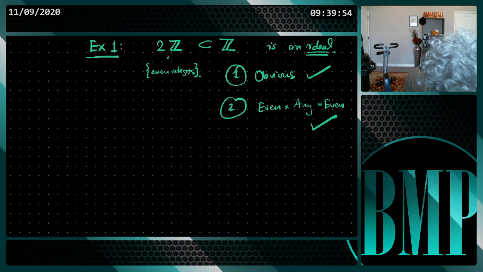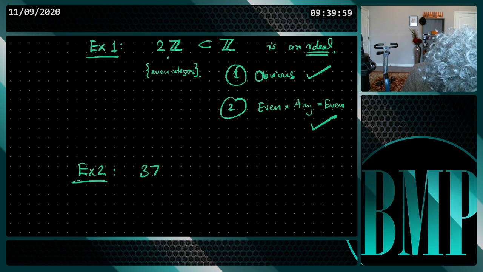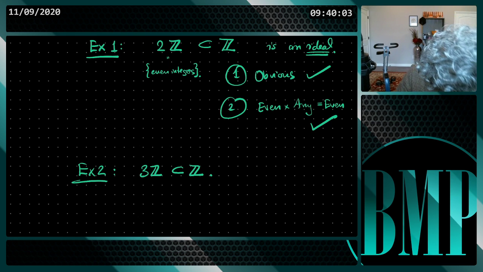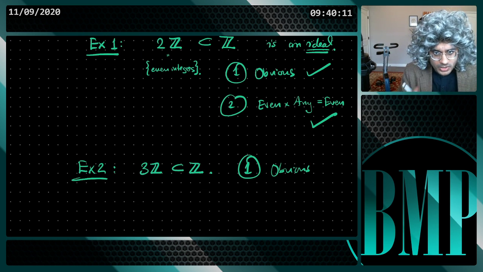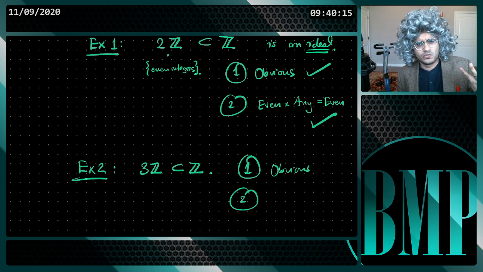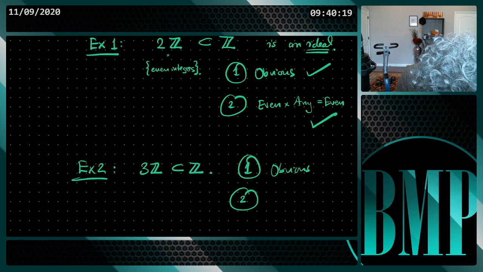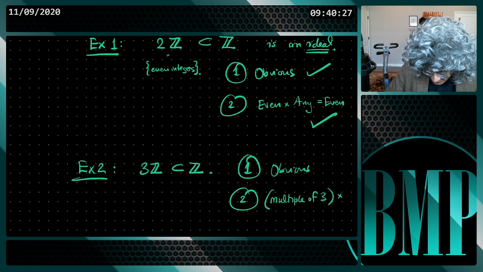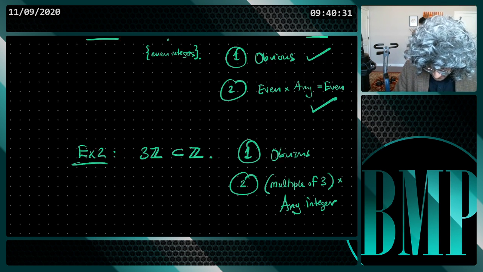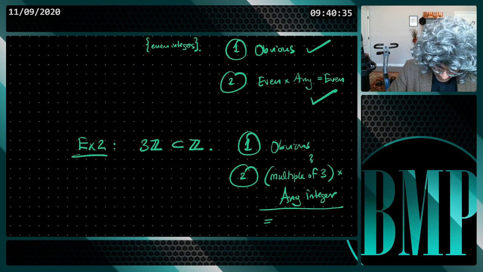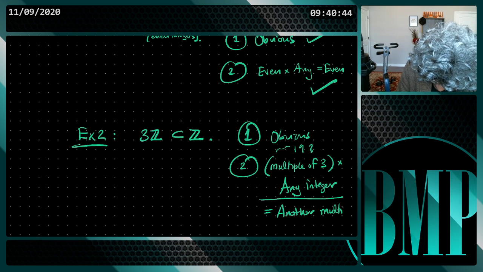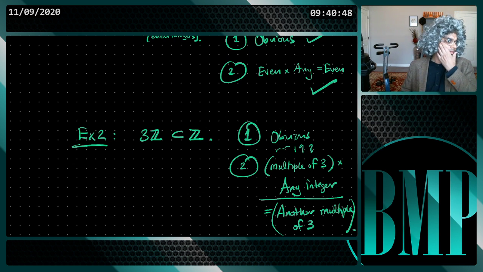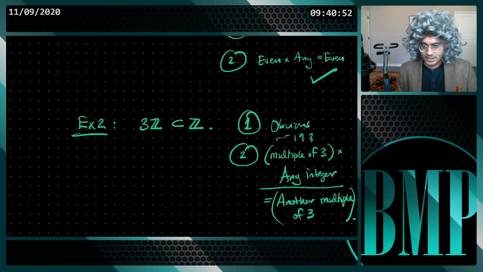Okay? Example 2. 3Z. Condition 1 is obvious. That's a subgroup. It's the cyclic subgroup generated by 3. Condition 2: if you take a multiple of 3 and you multiply it by anything, you carry the 9, do your multiplication table, you get another multiple of 3. All right, that's another example. Great. Let's do another one.